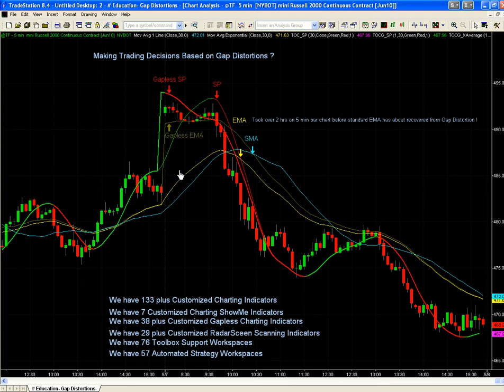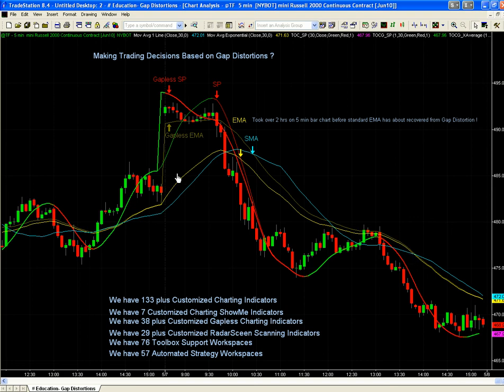But more importantly than that, what this is for is we want to look at the gap issue. Now, even the smooth price, of course, all these were way off for quite some time. In fact, the EMA, it took over 2 hours on the 5-minute bar charts before the standard EMA was about recovered from the gap distortion. And the final recovery wasn't clear over here.